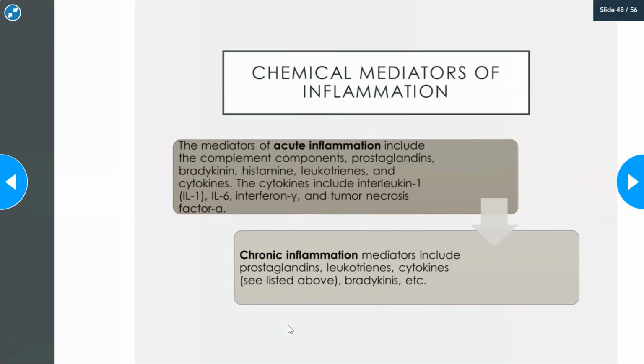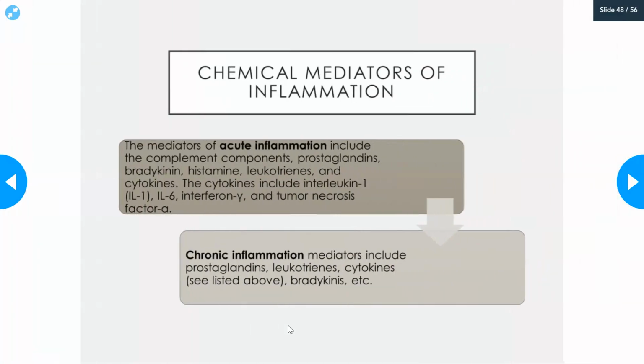Another little matching exercise if you're a neopod. The mediators of acute inflammation will include the complement components, prostaglandins, bradykinins, histamines, leukotrienes, and cytokines. The cytokines include interleukin-1, interleukin-6, interferon gamma, and tumor necrosis factor alpha. Chronic inflammation mediators are different than acute inflammation mediators, and they include prostaglandins, leukotrienes, and the cytokines listed above. So again, your interleukin-1, interleukin-6, interferon gamma, tumor necrosis factors, and bradykinins.